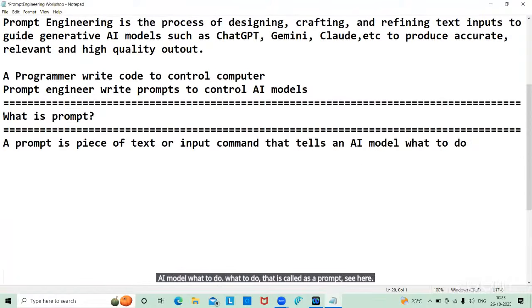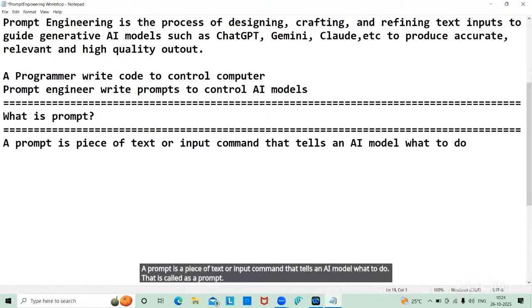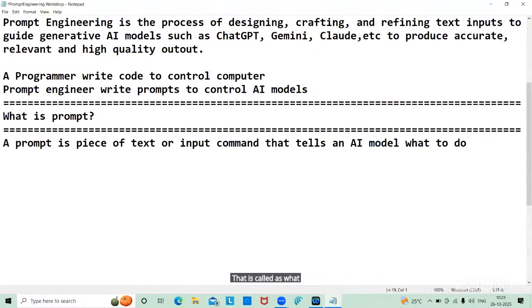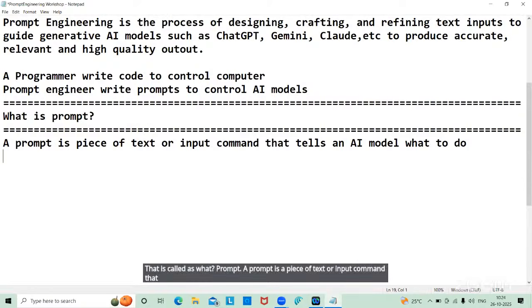A prompt is nothing but a piece of text or input command that tells an AI model what to do. That is called a prompt. A prompt is a piece of text or input command that tells an AI model what to do.